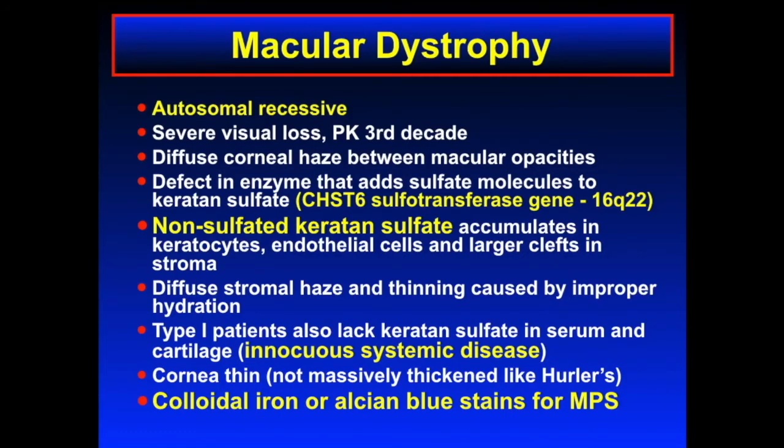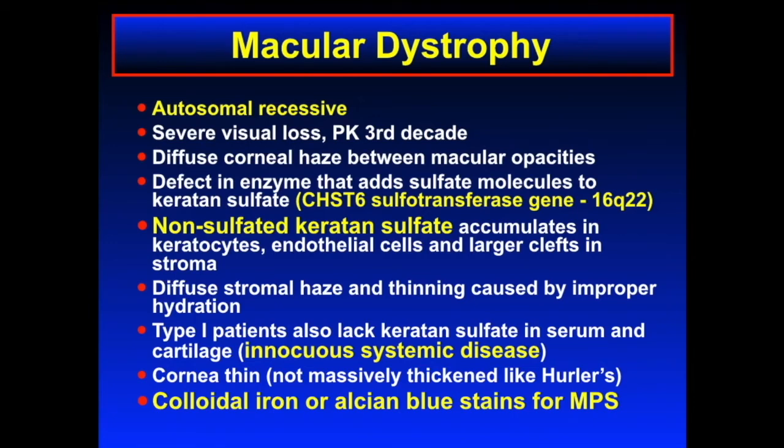Now, macular dystrophy is caused by a defect in an enzyme. Enzyme defects typically are recessive. This is an autosomal recessive process. The enzyme is the CHST6 sulfotransferase gene on 16q22. This typically adds sulfate, called sulfonation, to a proteoglycan called keratan sulfate.